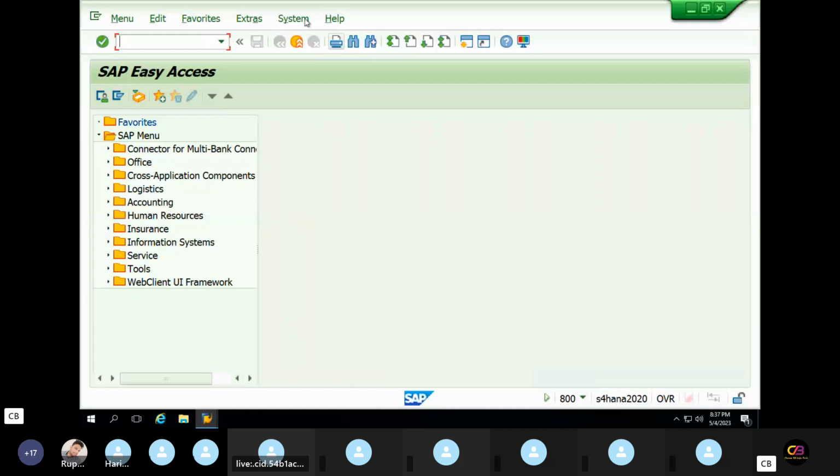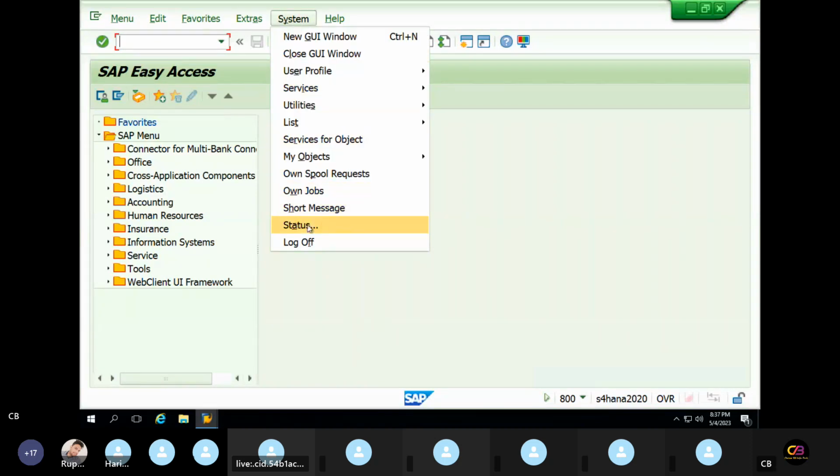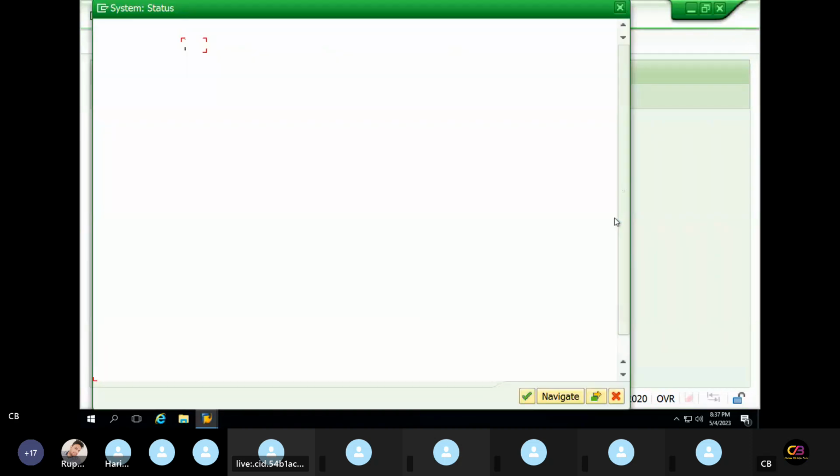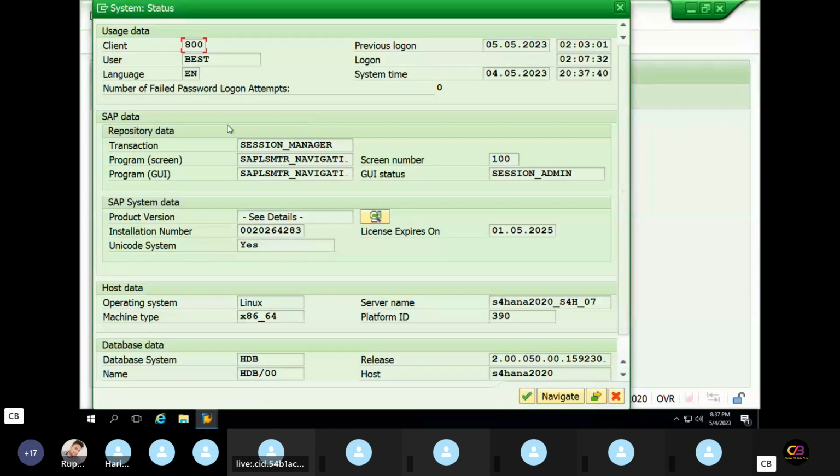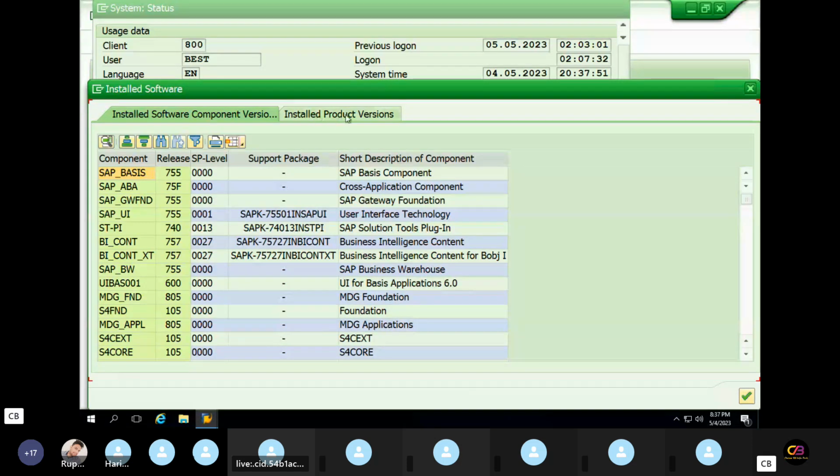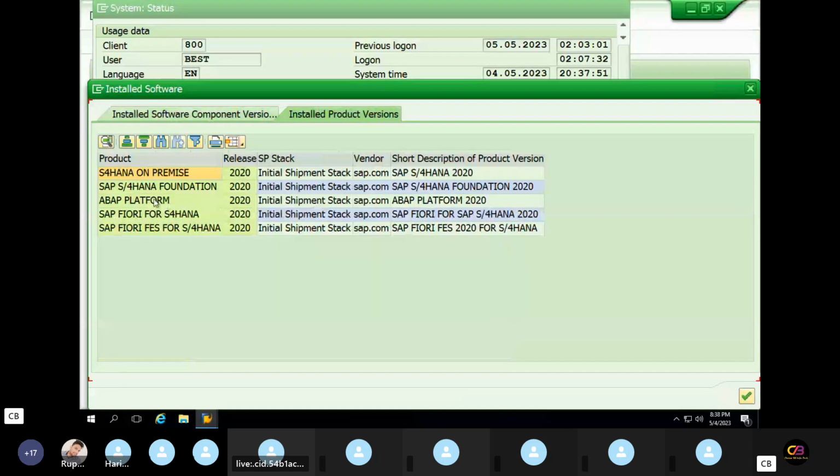Just go to System and go to Status. Here you will see the S4HANA server name, the operating system is Linux, and the database is HANA database. If you see the product versions, double click on this and go to installed product versions. So this is S4HANA on premise 2020 and Fiori apps 2020.